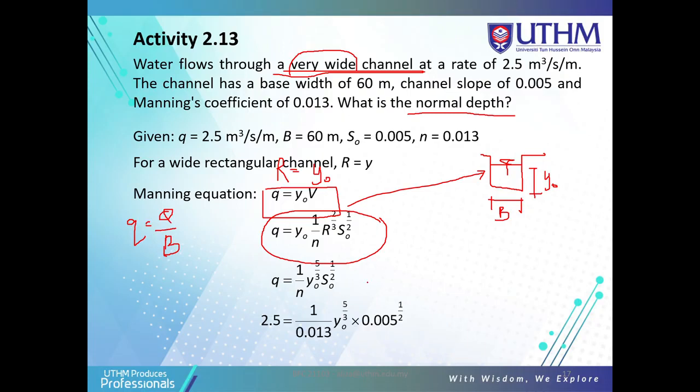So no need to worry, this equation is also given in your test or in your final, in the list of formula. Just put all the values here until you get the Y naught, 0.6272 meter. This is easier because it uses the direct equation for a very wide channel, so you just use the Manning equation, but you must change to the discharge per unit width. This is only for a rectangular wide channel, to get the normal depth.